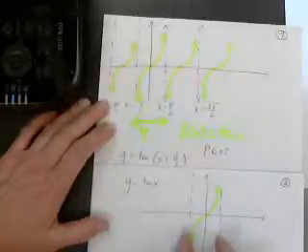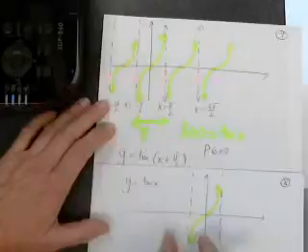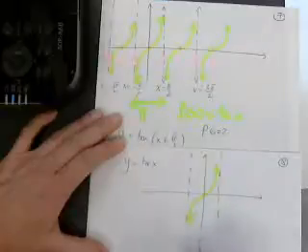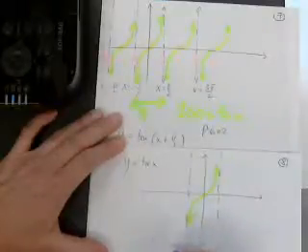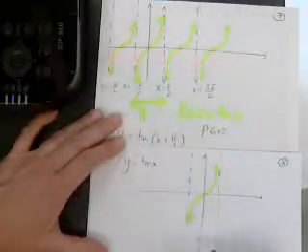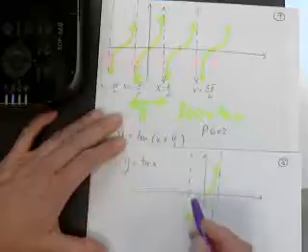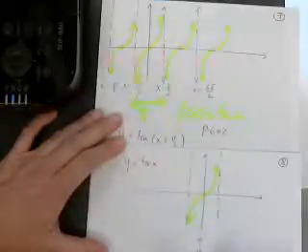So I will take this graph and shift it to the left pi over 2. From here, here. The asymptotes move with it, of course. So the new graph will be this. This moved here, this point moved here, and this moved here. So here's my graph.